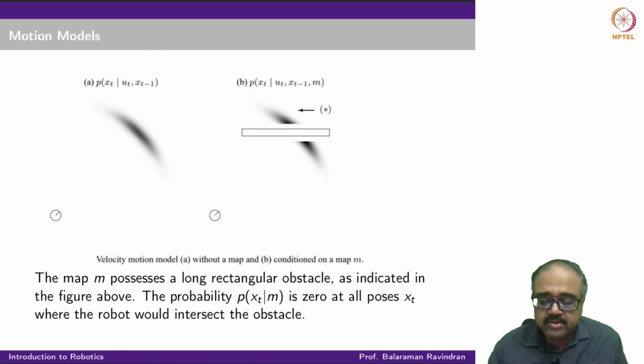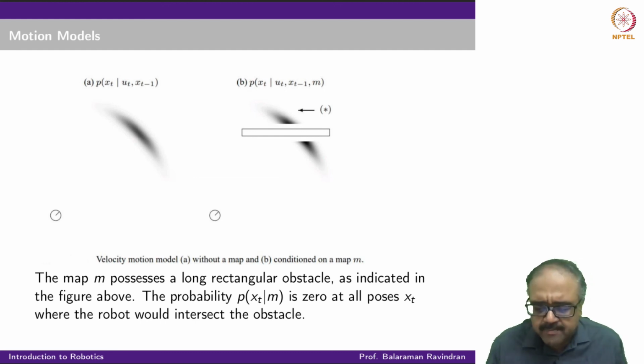So now, instead of sampling from this distribution for my next state, I'll be sampling from this distribution. Note that these parts have actually become denser, so these have become darker. Therefore, the probability mass here is higher than the probability mass here. And everywhere else, the probability would be 0.